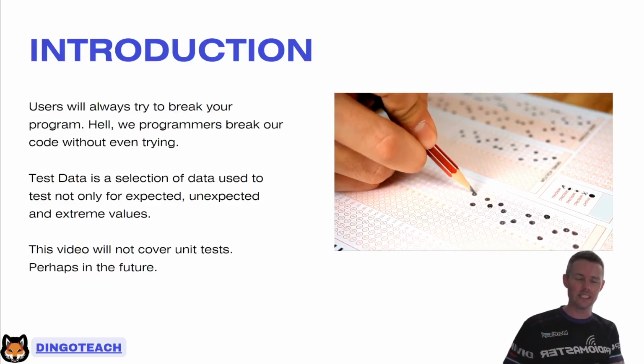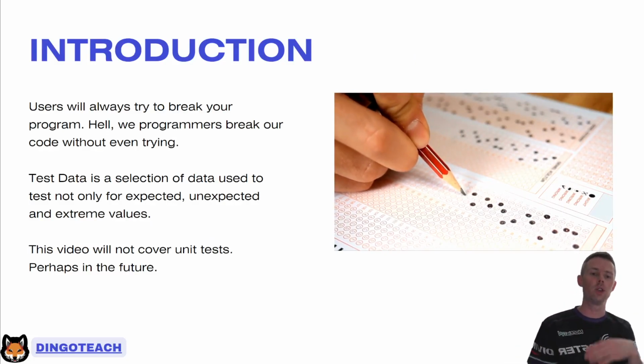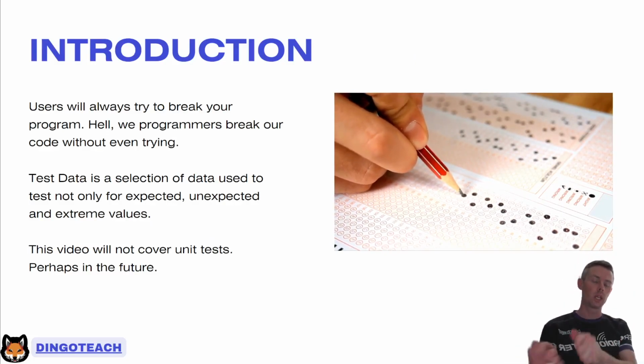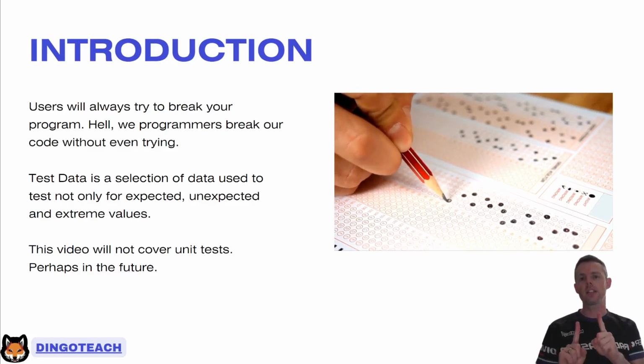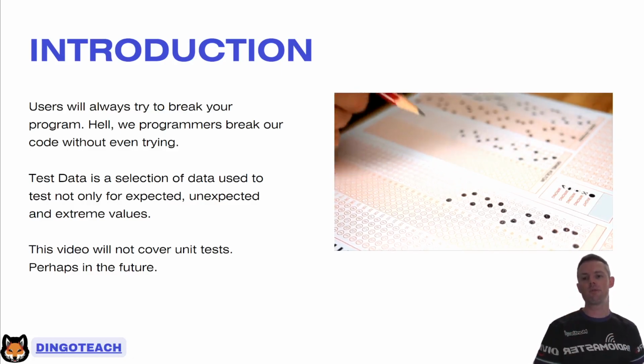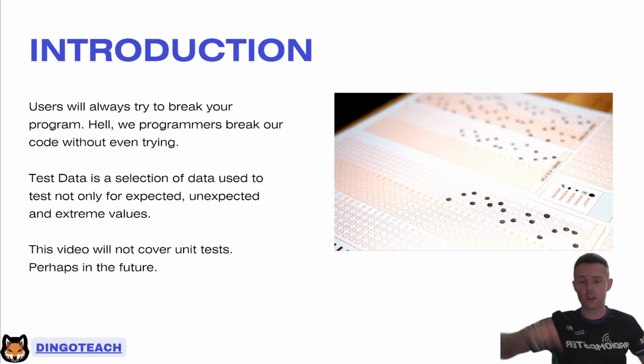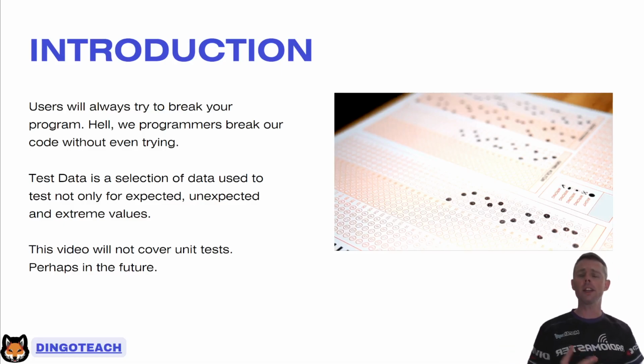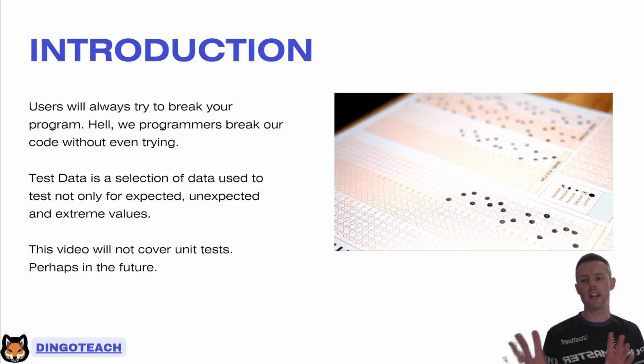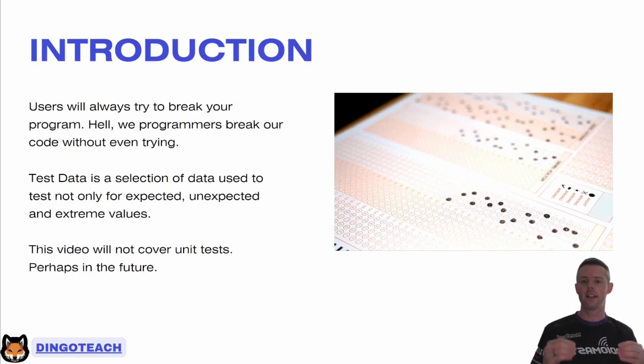So what is test data? Realistically, when you put your program out in the real world or you give it to another person, the first thing they're going to do is try and break it. They put in stupid numbers. They put in words instead of numbers. They put extreme values, extremely long things. They put in SQL to see if they can inject anything into it. But there's one thing I'm not covering in this video. It's not going to be what's called unit tests. Perhaps in the future I will, but for now, no. We're just going to talk about test data.